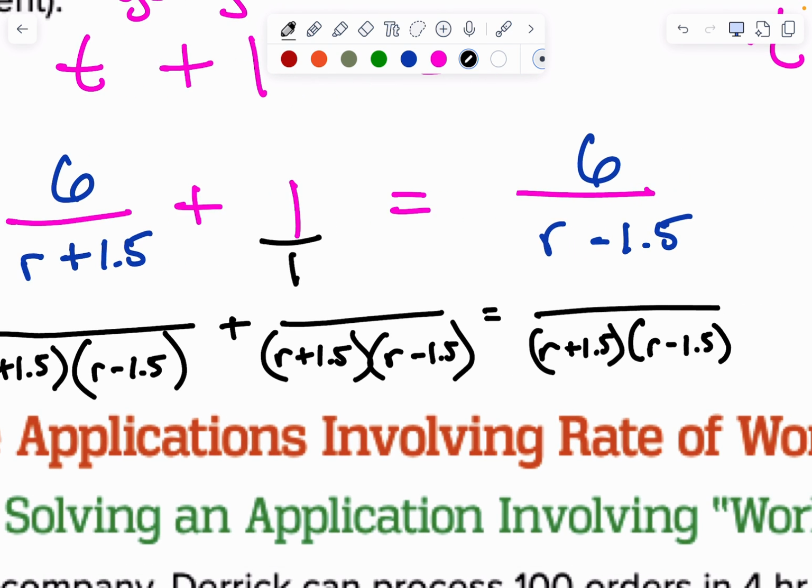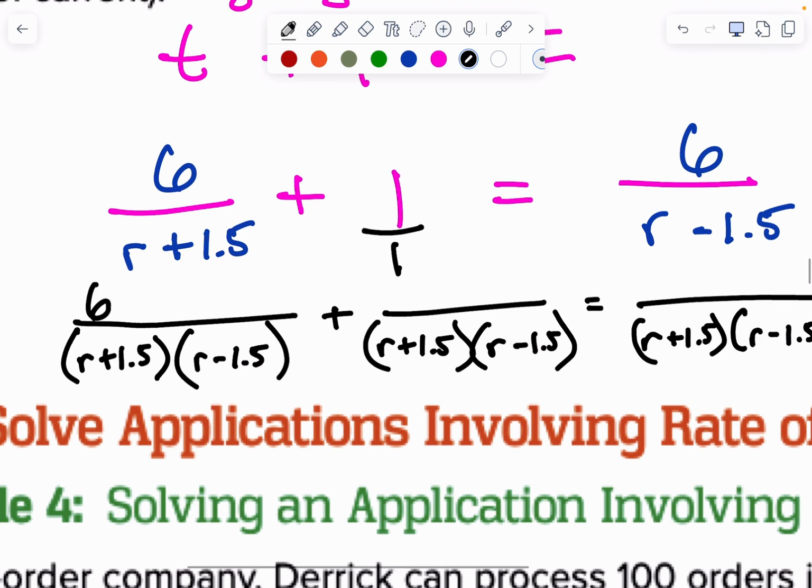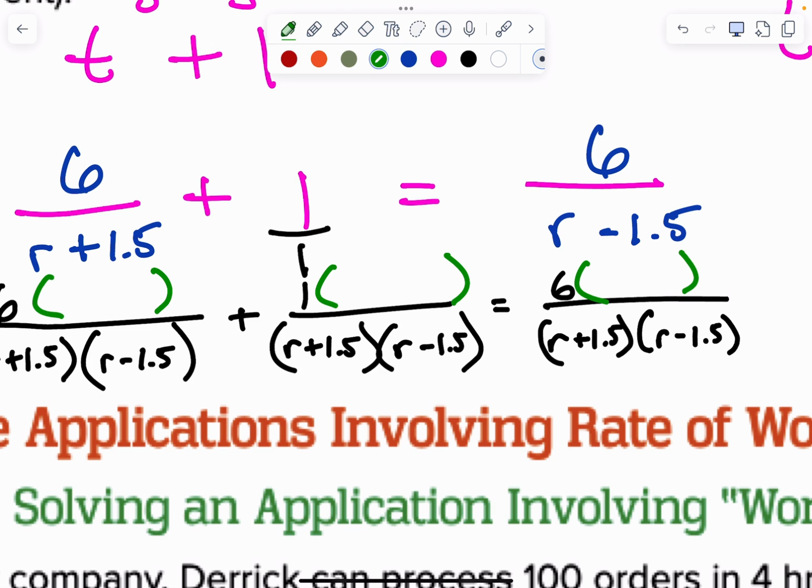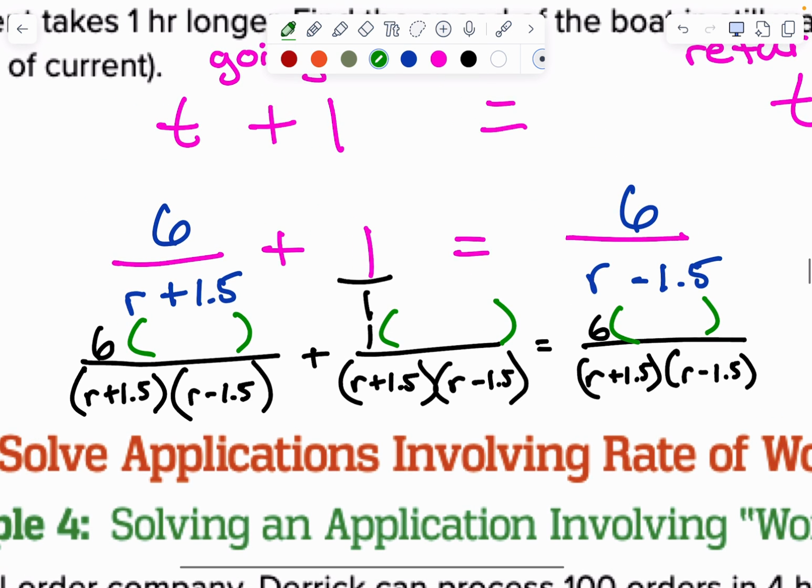So I'm gonna write all my bottoms out. My tops are 6, 1, and 6, and then I'm gonna multiply by what they need. Here's gonna be in green. What he needs in green. Zip. Okay, do you see what we just did? Questions on how we set the equation up so far? We're doing good? Good.